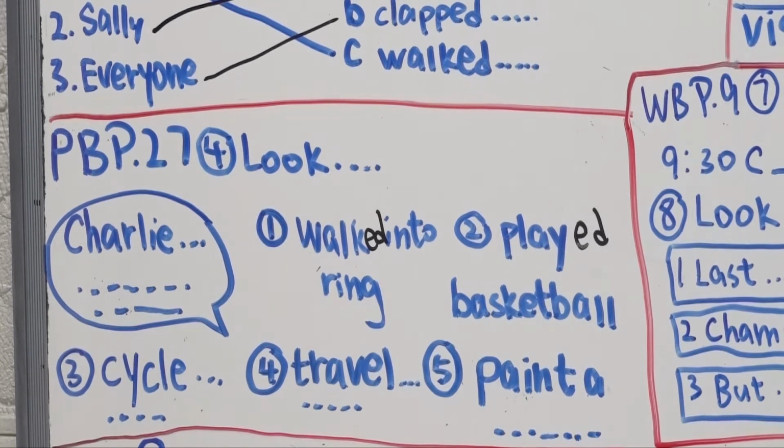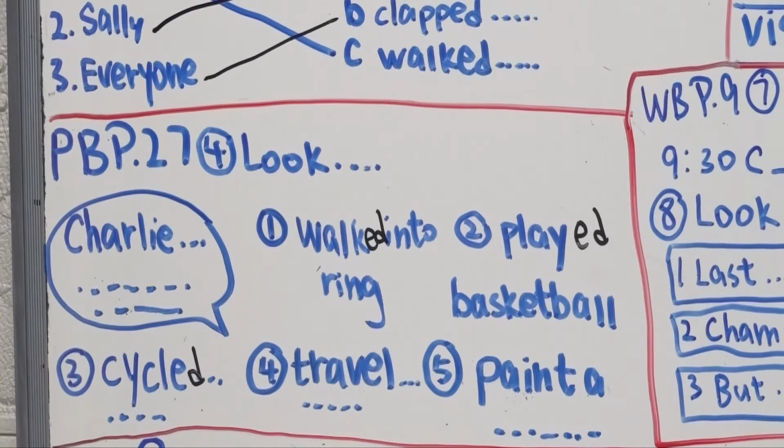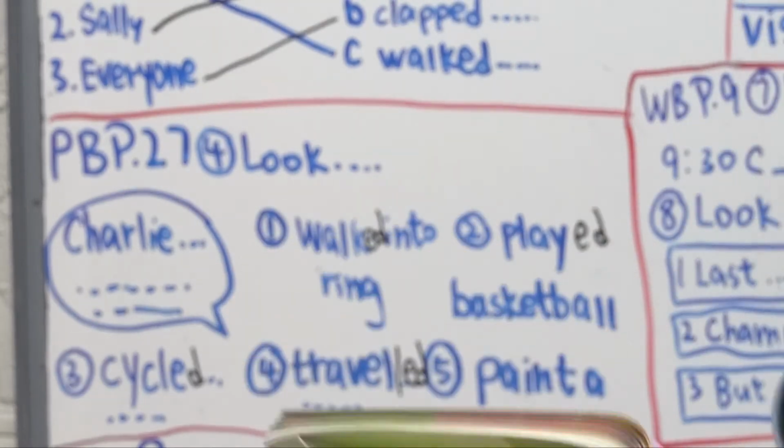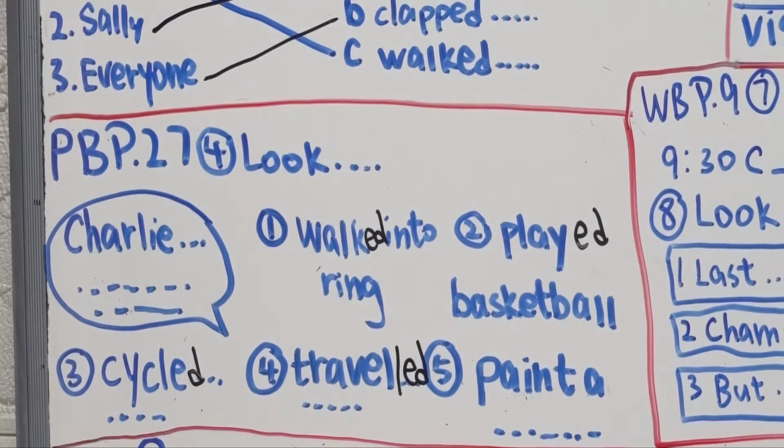Alright, number 3 should be Wendy. Can you tell me what did Wendy and Lynn do? Wendy cycled in the park with Lynn. So this is the action that Wendy did with Lynn. Wendy cycled in the park with Lynn. How about number 4? That should be Jamal traveled to France with Massid. What did Jamal do with Massid? Jamal traveled to France with Massid.